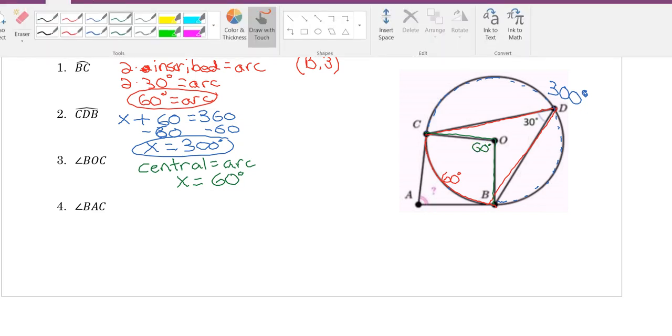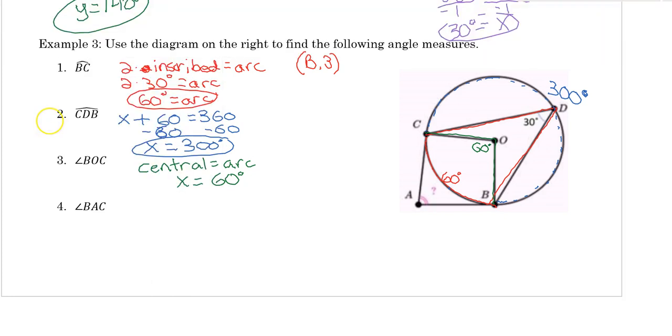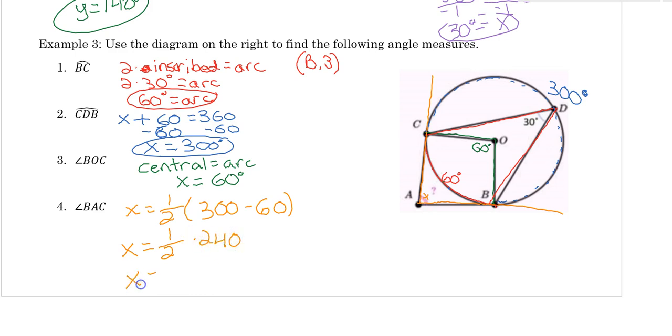And then BAC. It doesn't say it, but these are tangent lines. Again, anything that looks tangent probably is. But even then, we're now using that my angle equals 1/2, and I'm subtracting, bigger minus smaller, times 300 minus 60, which is 240. So X equals 120 degrees there.